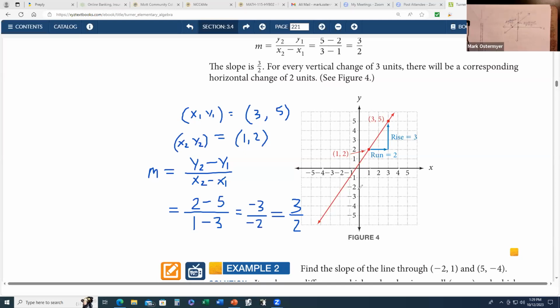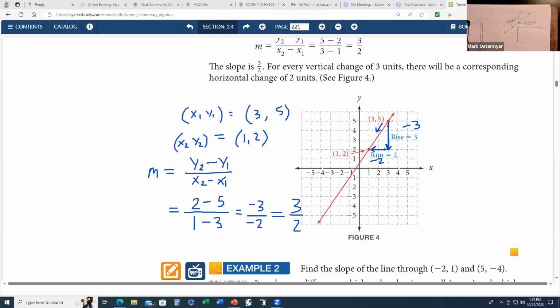So look at it, it doesn't matter whether we walk from (1, 2) up to (3, 5) or walk from (3, 5) down to (1, 2) along this red line. If I walk from (3, 5) down to (1, 2), my rise would be now in the negative y direction, -3 units. -3 units is the rise. And the run would be not in the positive x direction, but the negative x direction, -2. Same slope. -3 divided by -2 is the same thing as +3 divided by +2.